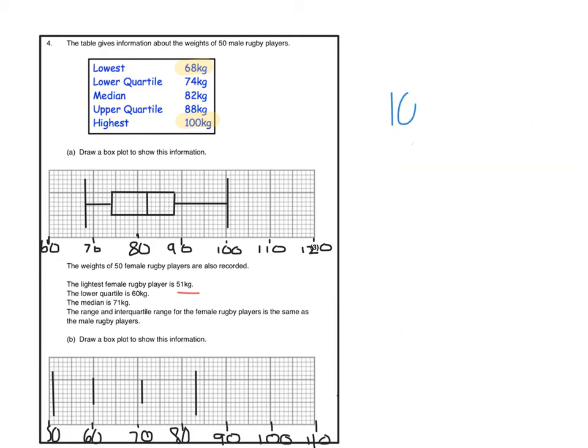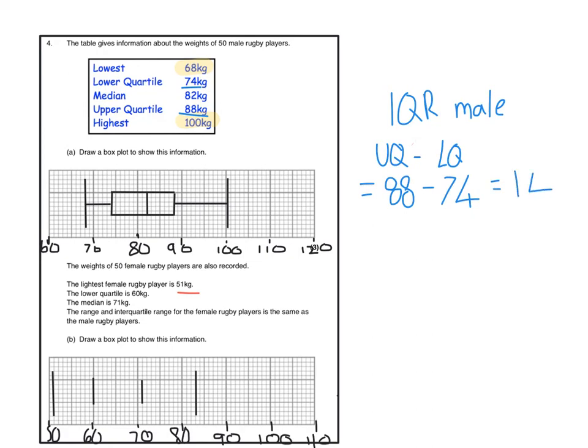So the interquartile range for male, that's the upper quartile, take away the lower quartile, which was 88 take away 74. You'll get 6 add 8 is 14. So the interquartile range is 14. So that's the same for the female. Interquartile range, female.